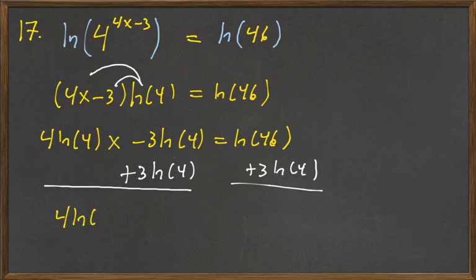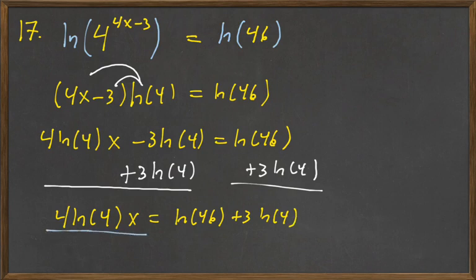And now we have 4 natural log of 4 times x, and that's going to be equal to the natural log of 46 plus 3 natural log of 4. And certainly you can do something here. You could put the exponent back up and you can combine those. So there's some things to do there. We're not going to do that here, but it can be done.